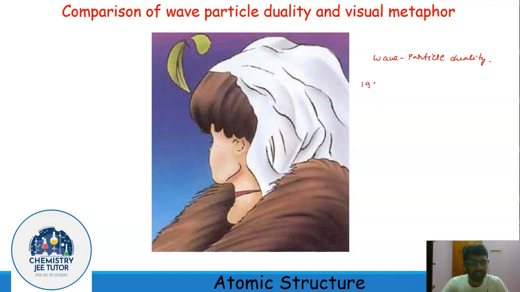Now in 1924, the French scientist De Broglie said that if light can show wave-particle duality, then why not matter? What De Broglie said is that matter, which shows particle characteristics under certain circumstances, can also show wave-like character. So matter can also show wave-particle duality. This sounds strange, but if it happens, then it shows a nice symmetry in nature.